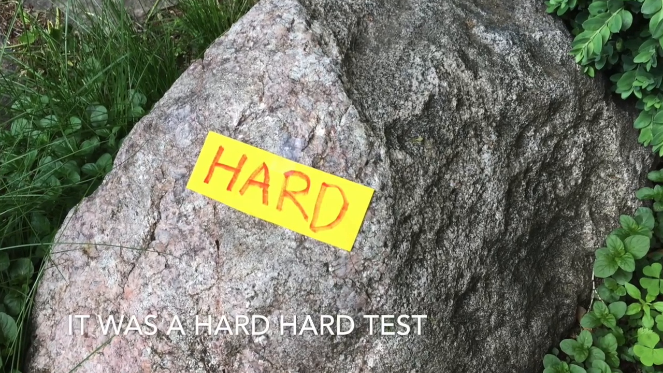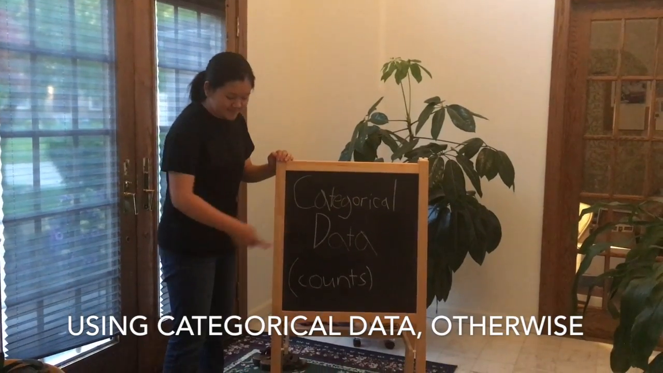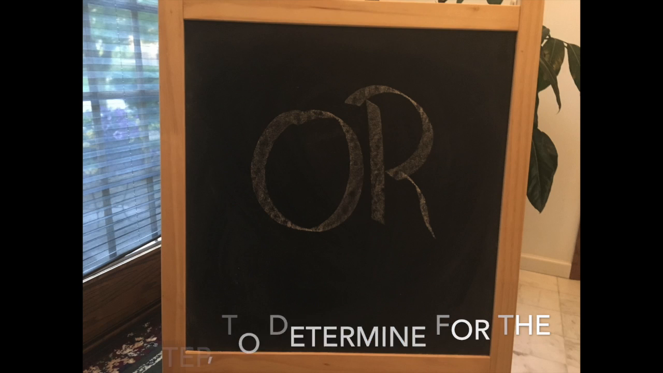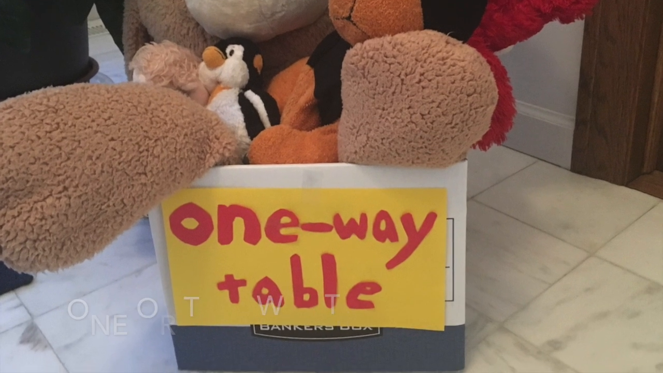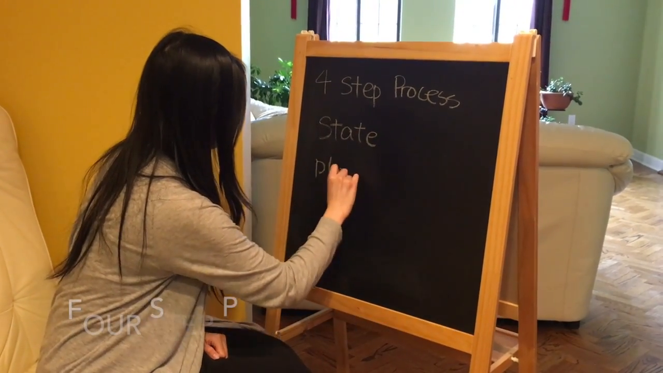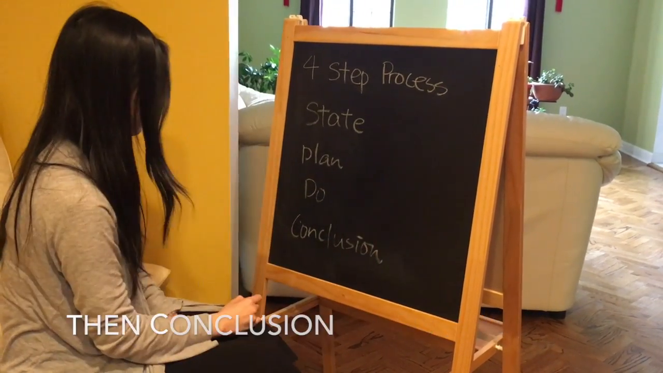It was a hard test, but we knew we were prepared, using categorical data, otherwise known as counts. Next step: determine for the problem which test to use. Does the data fit better in a one-way or two-way table? Once done, we structure the four-step process in order: state, plan, do, and then conclusion.